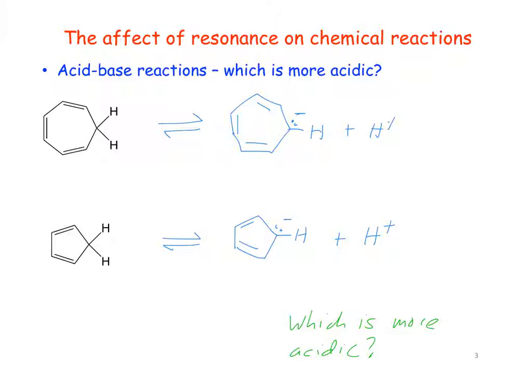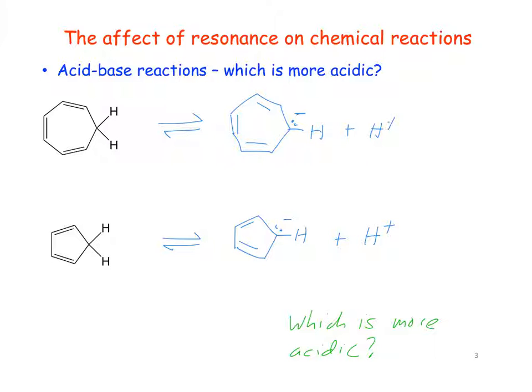So let's compare the stability of these conjugate bases. All right, so what do we know about this type of structure? It's cyclic, right? It could have a p orbital in every position. If we put a p orbital here, it could be planar. So what do we have to add in here? We have to consider in its stability how many pi electrons. So how many pi electron pairs does it have?